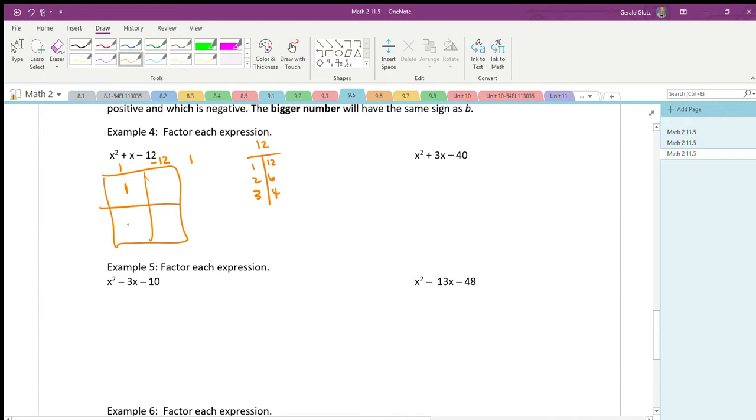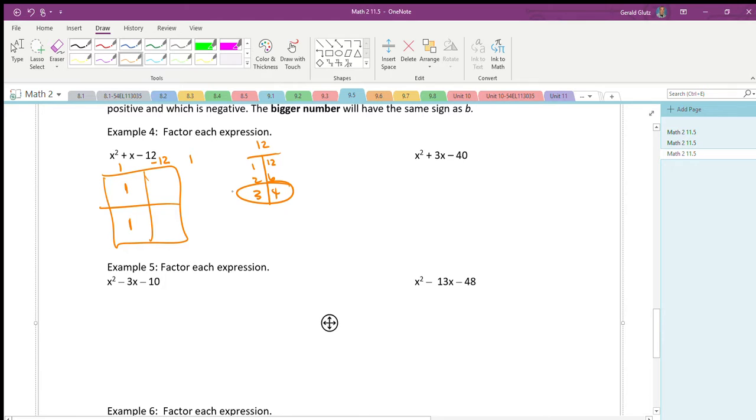First of all, 1 times 1 is 1. So we're either going to use 1 and 12, 2 and 6, or 3 and 4. But the two numbers that I choose also have to add up to positive 1. Since this is a negative 12, when I multiply two numbers to equal a negative number, that means one has to be positive, one's negative. So out of these three choices, if one was positive and one was negative, which one could add up to positive 1? Hopefully you notice 3 and 4, because they're only one apart.